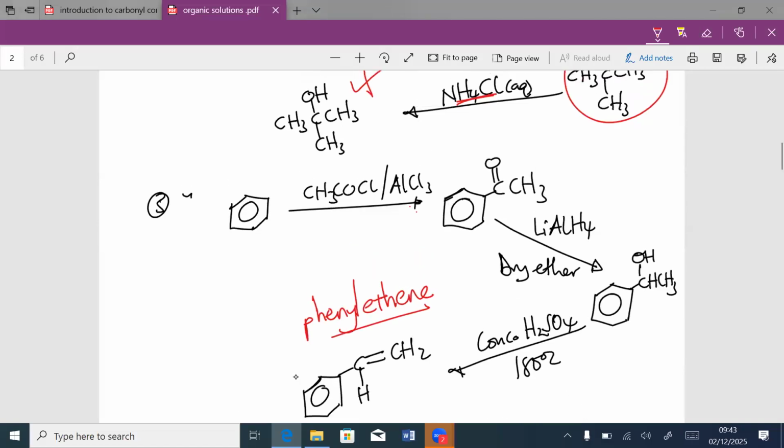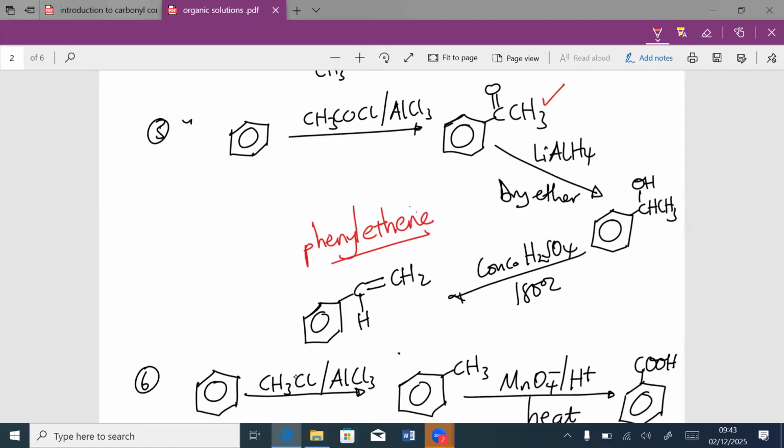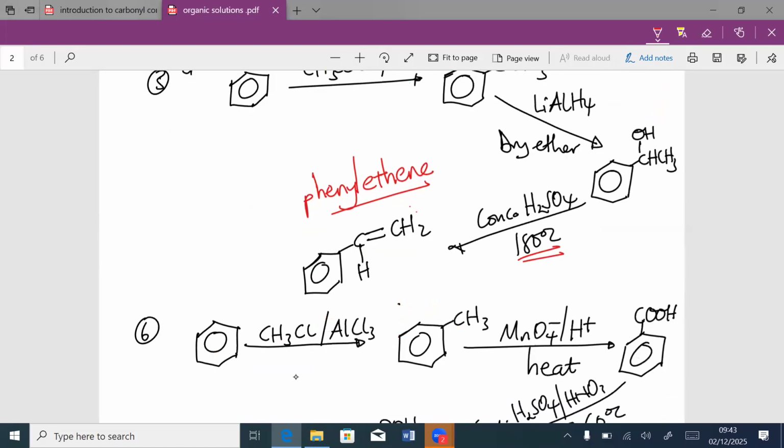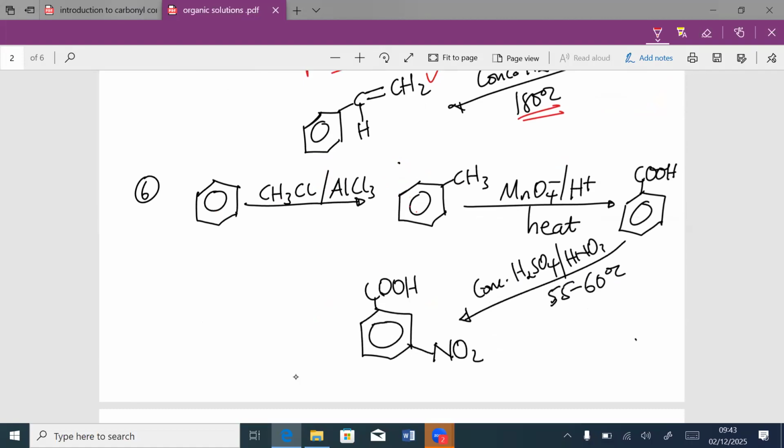Phenylethene. So what I did was the Friedel-Crafts acylation, forming that compound. Then I reduced it to form an alcohol. After forming that alcohol, I dehydrated it, sorry, I dehydrated it to form an alkene. Then you look at this other one here. Now when you look at this one, it is actually a benzene ring.